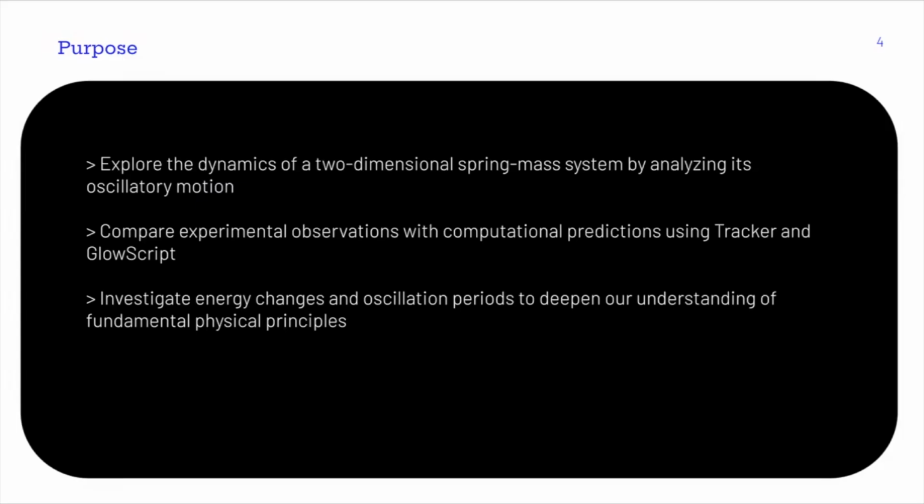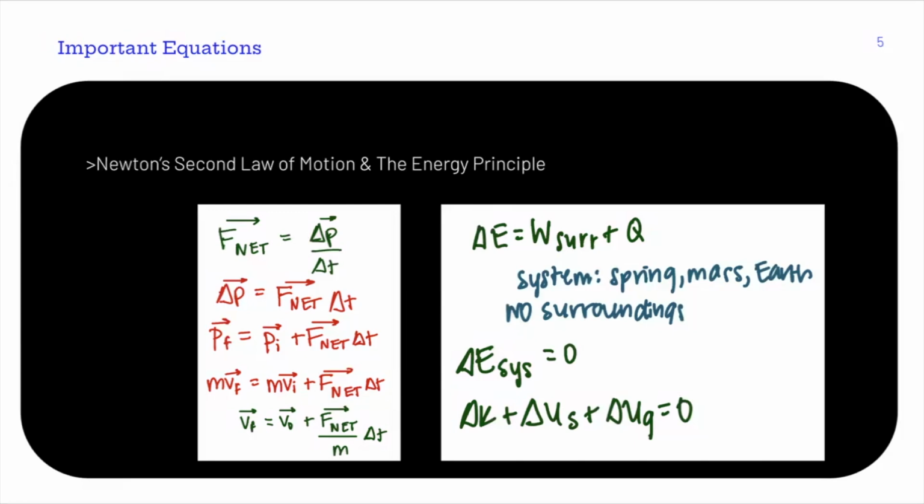We'll do this using three main tools: Tracker for video analysis, GlowScript for building the computational model of the spring mass system, and simulating its motion and visualizing energy transformations over time. Then the spreadsheets for storing data and plugging into Tracker. All this helps us gain a deeper understanding of the bigger picture behind Newton's second law of motion and the effect of the net force. So let's explore more about this fundamental principle that governs the motion of an object.